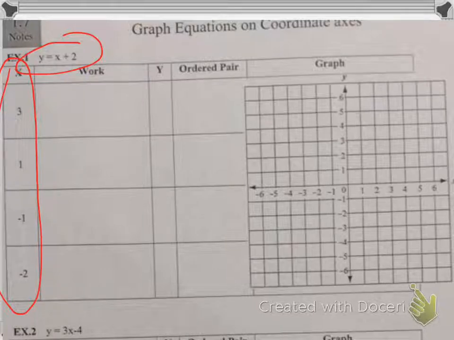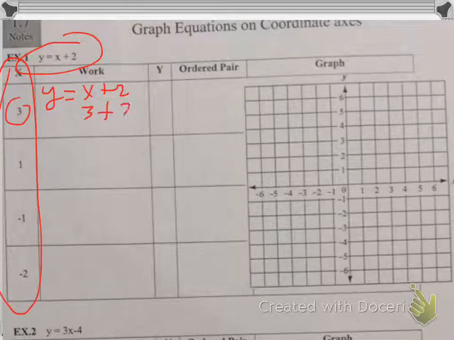So if I have y equals x plus 2 and my x value is 3, then I would substitute the 3 in place of the x, and my y value is going to be 5 because 3 plus 2 is 5. So my ordered pair is I put 3 in and I get 5 out. So that's my first ordered pair.